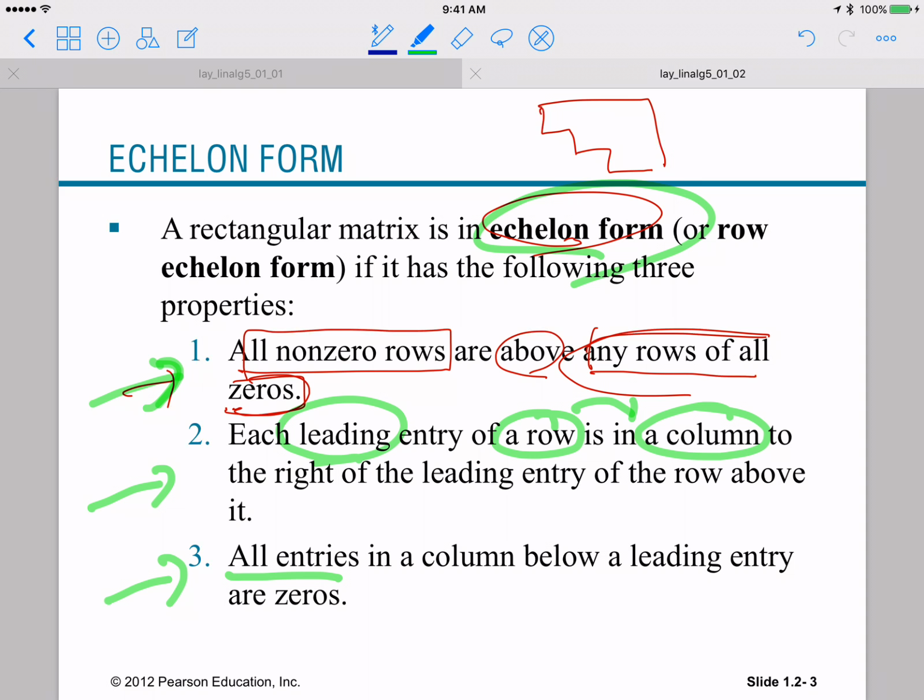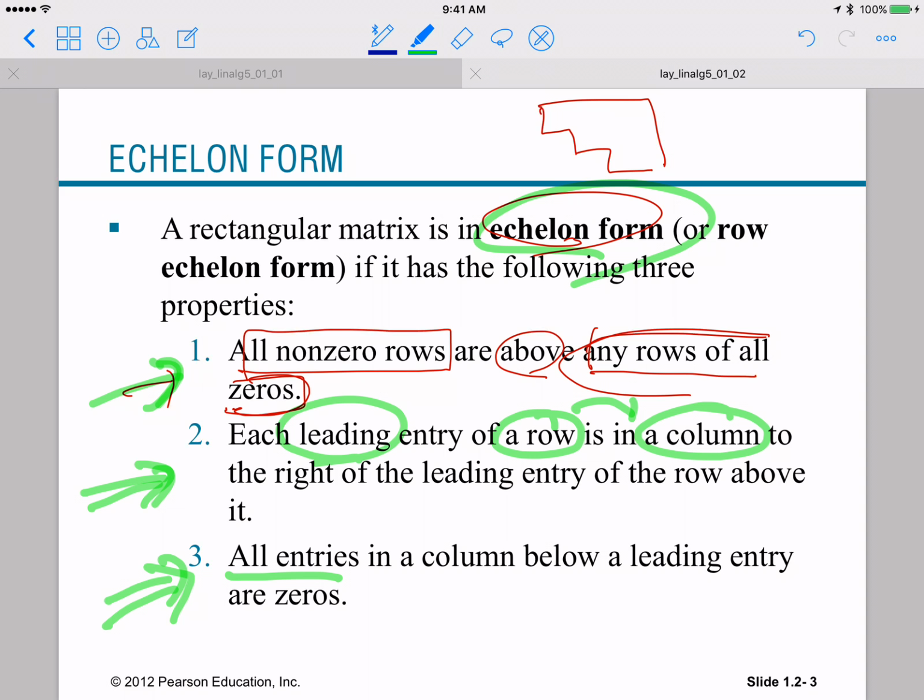So the condition that I just described is actually corresponding to the third one, right? Yeah, sorry about that. But what is the second one? Each leading entry of a row is in a column to the right of the leading entry of the row above it. Yeah. So it's quite complicated, right? Honestly, I cannot understand this as it is. But let me just explain it intuitively.